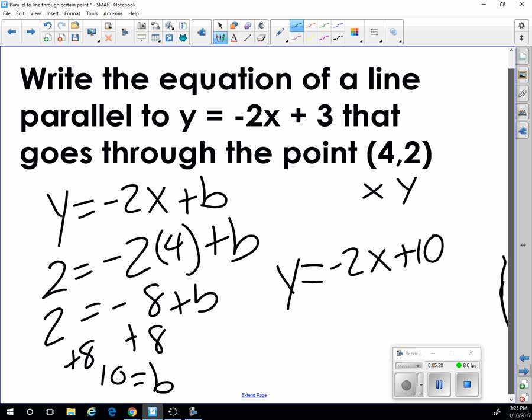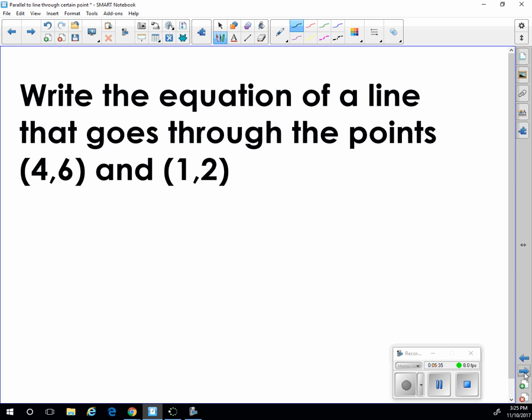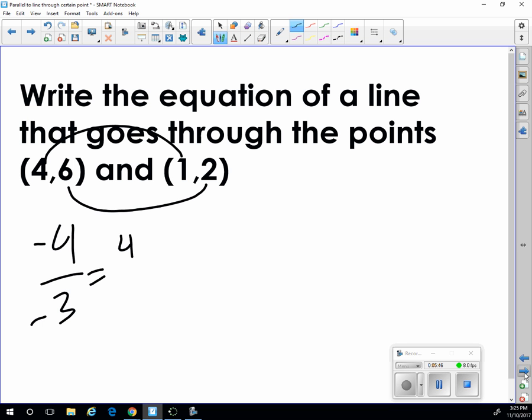And let's do another one with just 2 points. So we have to get the slope first. (4, 6) and (1, 2). So going from 6 to 2 is going down 4, and going from 4 to 1 is going down 3. So the slope is 4/3. A negative divided by a negative is a positive. So y equals 4/3 x. We don't know the intercept yet, so we'll just leave it as a variable.